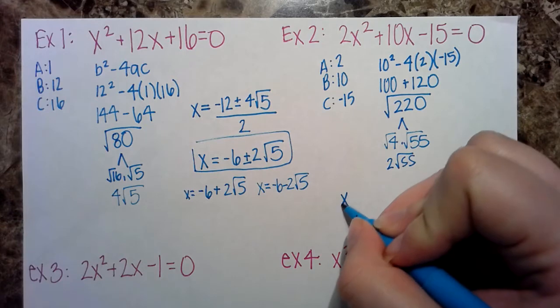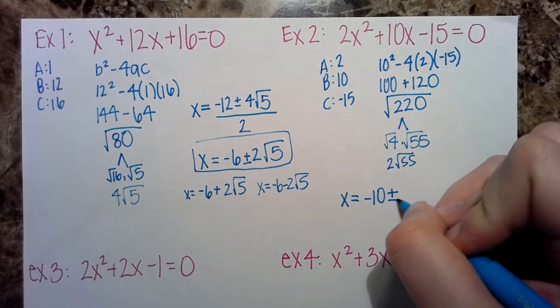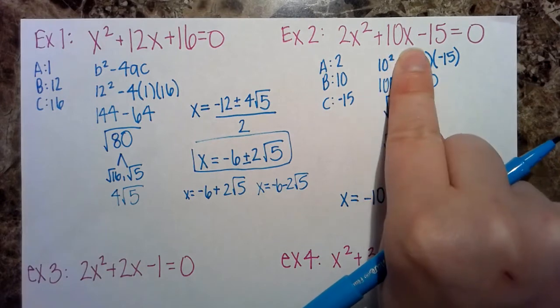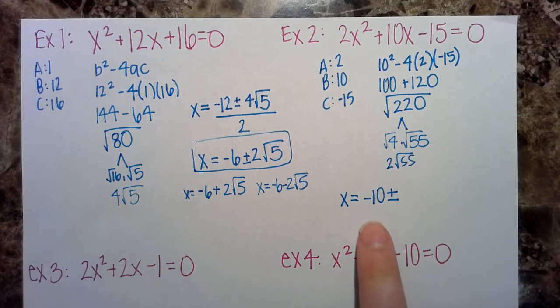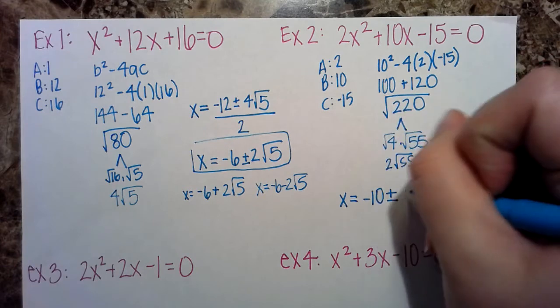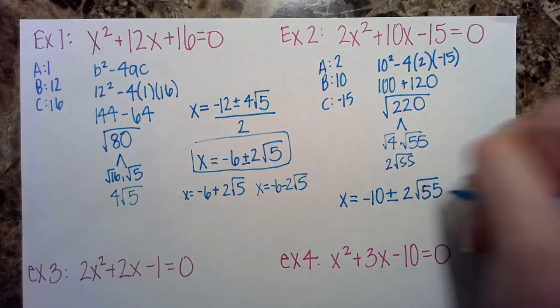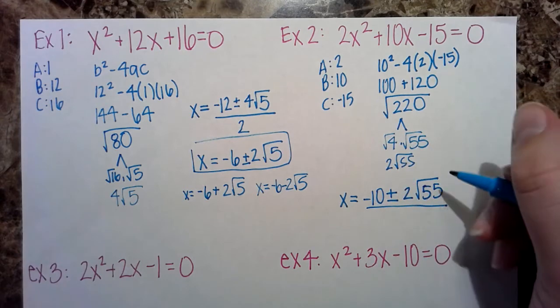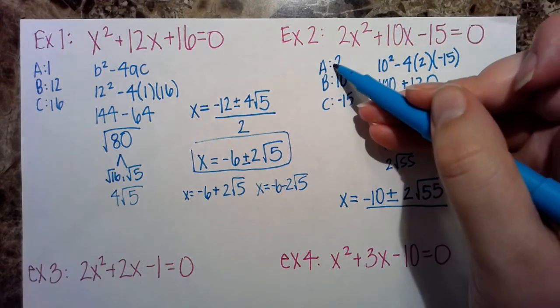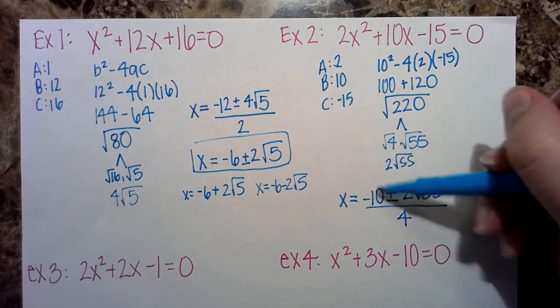So I have x equals the opposite of b, which is going to be negative 10, plus or minus. Now, if that was a negative 10, the opposite of b would obviously be positive 10. So you just put 10 there. But in this case, the opposite of b is negative 10 because it's a positive 10 up here. Plus or minus, I'm going to put my radical in, 2 times the square root of 55, all over 2 times a. So 2 times 2, which is 4. I'm then going to break down.